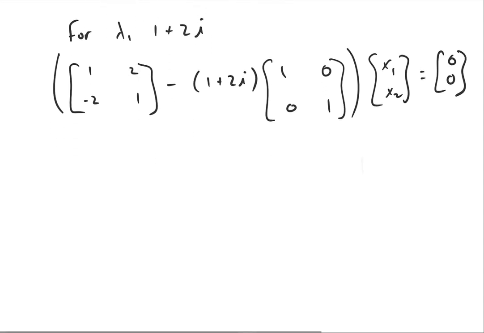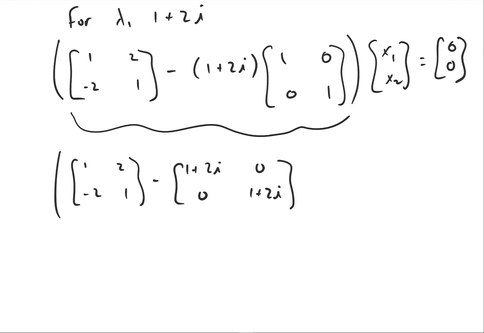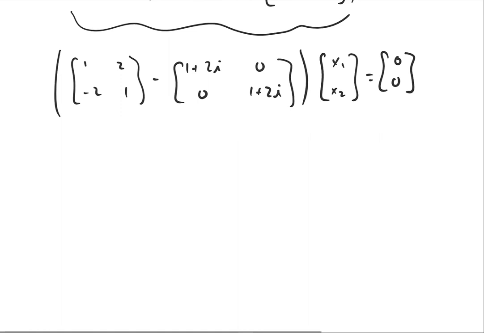First, we'll work on this inside part. So this reduces to 1, 2, minus 2, and 1, minus, so I have 1 plus 2i, yeah, that was right, I have 1 plus 2i, 0, 0, and 1 plus 2i, times x1, x2 equal to the 0 vector. Okay, so now I can do the arithmetic part. So I get 1 minus 1 plus 2i. That's going to give me minus 2i. And then I have 2 minus 0 is 2. And then I have negative 2 minus 0 is negative 2. And I have 1 minus 1 plus 2i, which is minus 2i.